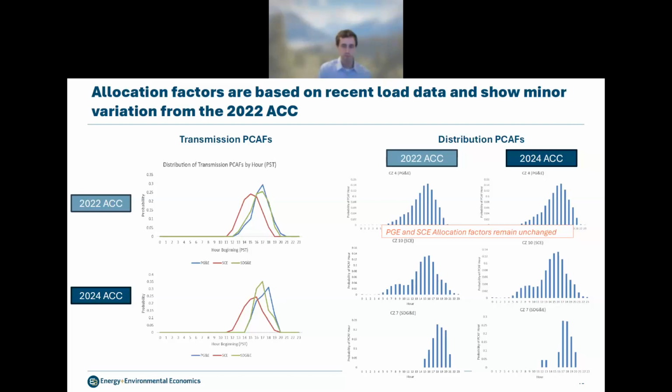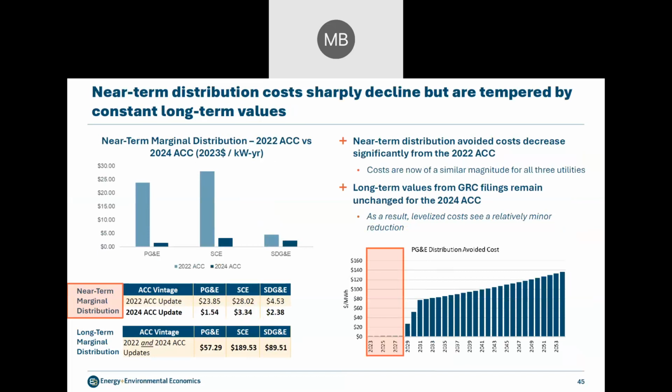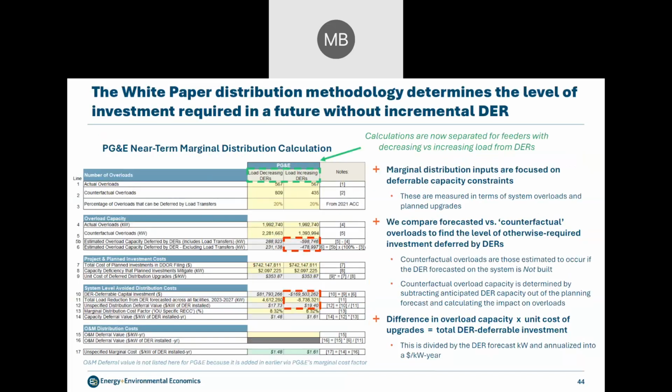Tom, feel free to raise your hand and I can unmute you if you need additional clarification. Okay. So, I understand the PCAF method, but the denominator of the avoided distribution cost is a forecast of DER kilowatts, right? And so I'm wondering where do you get that forecast from? Yeah, in the lower right-hand corner there. This is divided by the DER forecast kilowatts. Yes, okay, sorry. Thanks for clarifying. I thought you were referring to the forecast for the PCAFs or the load data.